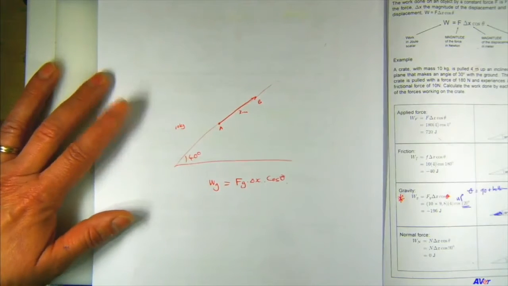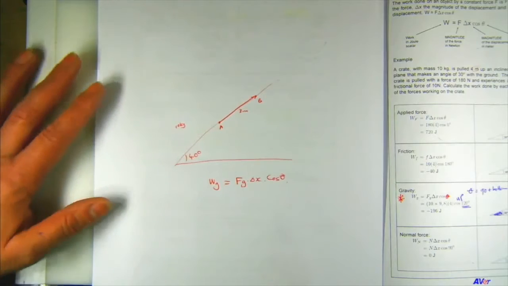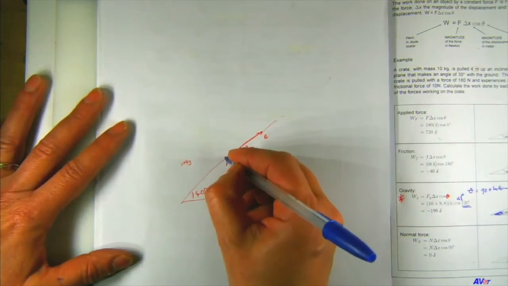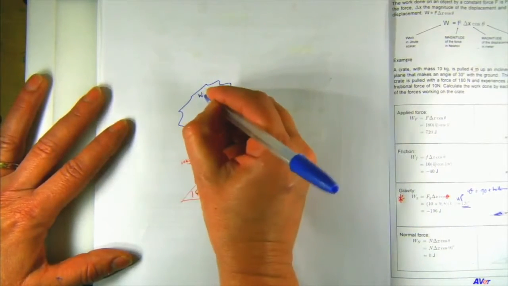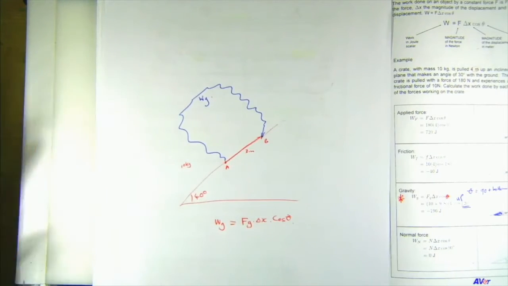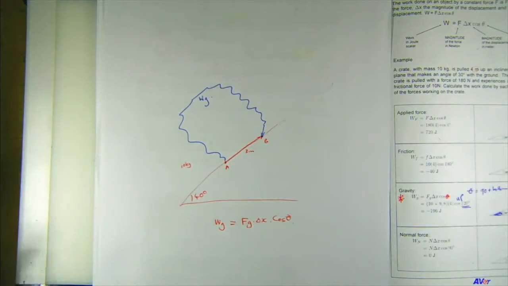But what are you going to do if I tell you, work out the work done by gravity when I move the box like this? Calculate the work done by gravity when I move the box like this. Is it a problem? Gee, if I have to work out every single little bit, that would have been a problem, right? But what do we know about gravity? Gravity is a conservative force.